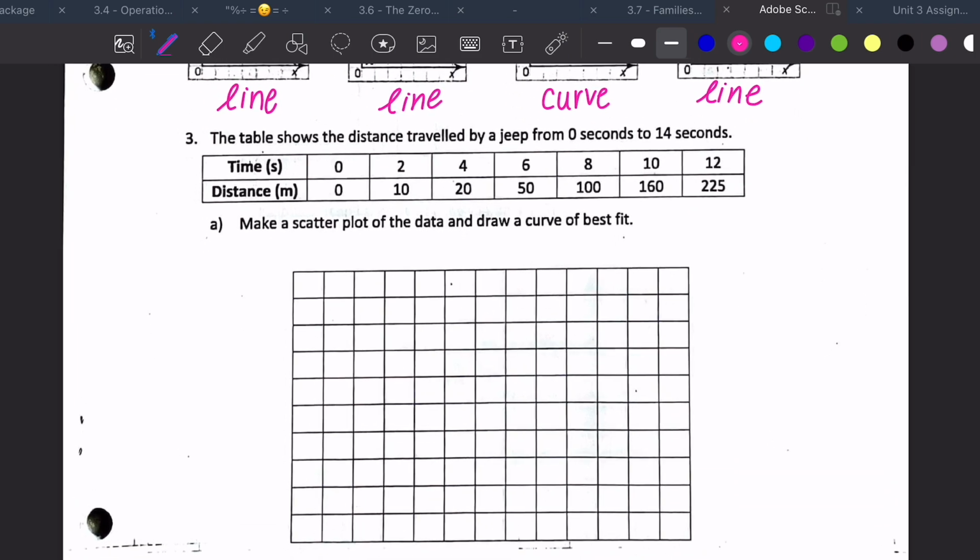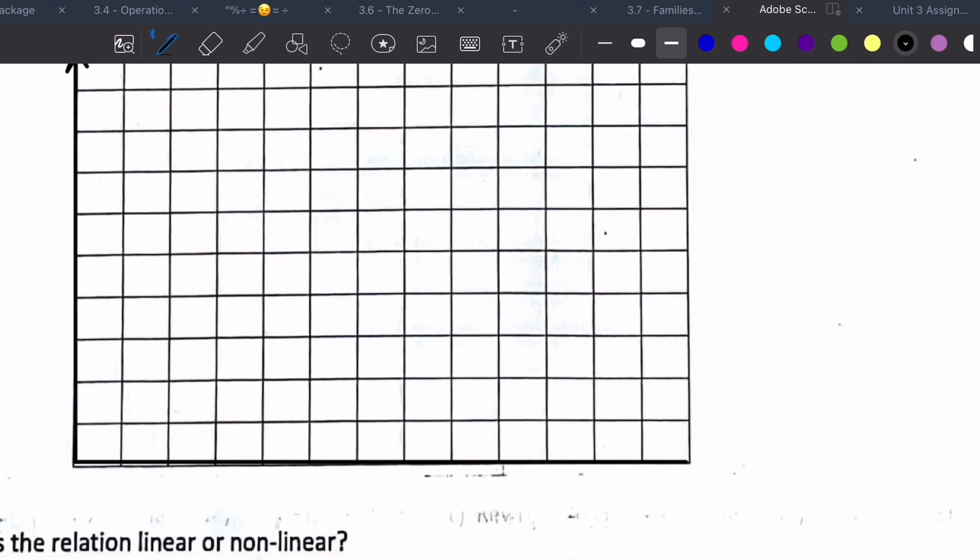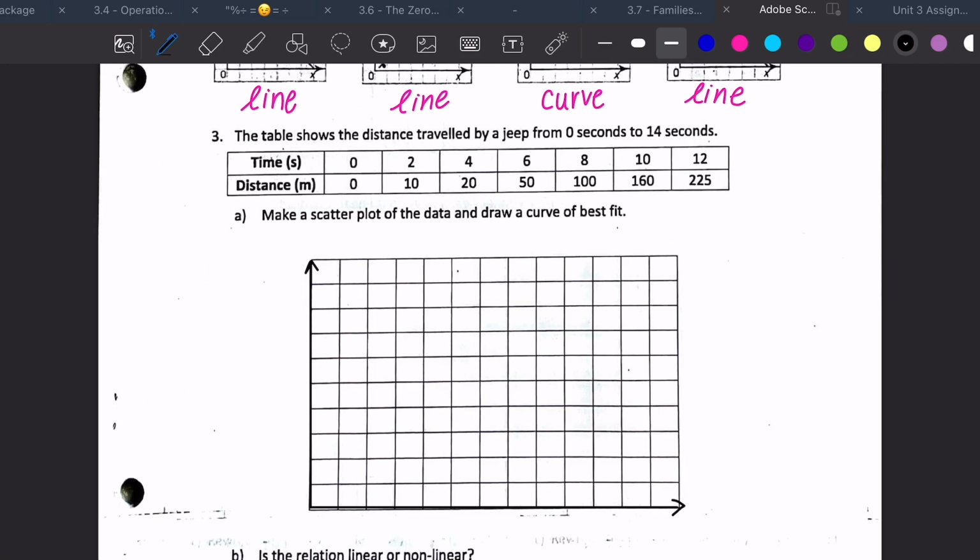Then sometimes you will have to plot the data to determine whether you're going to need a line of best fit or a curve of best fit. So even I'm going to make a table for this. Our scenario is a Jeep driving a certain distance over a certain amount of time, from 0 to 14 seconds. So I'm going to make my axes here.